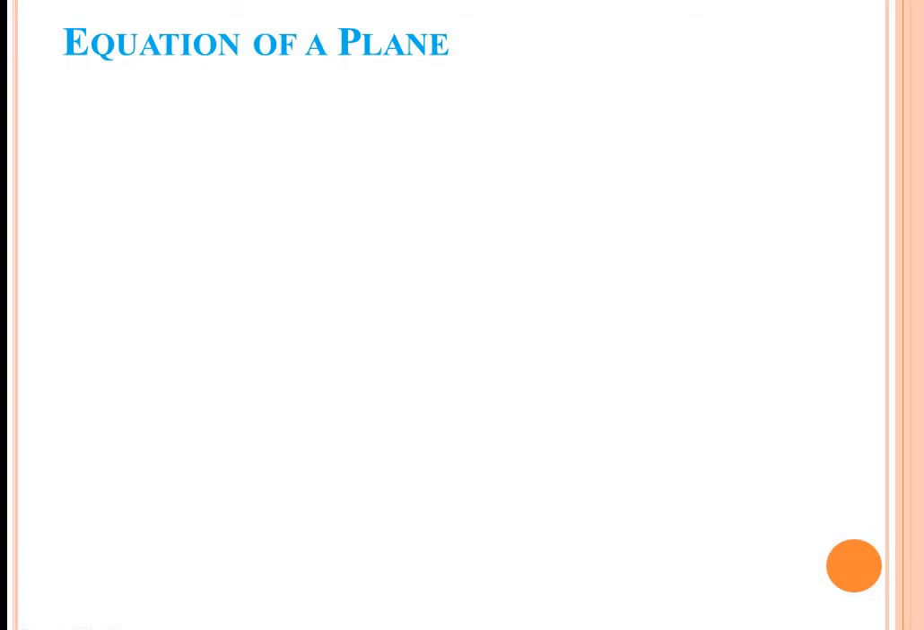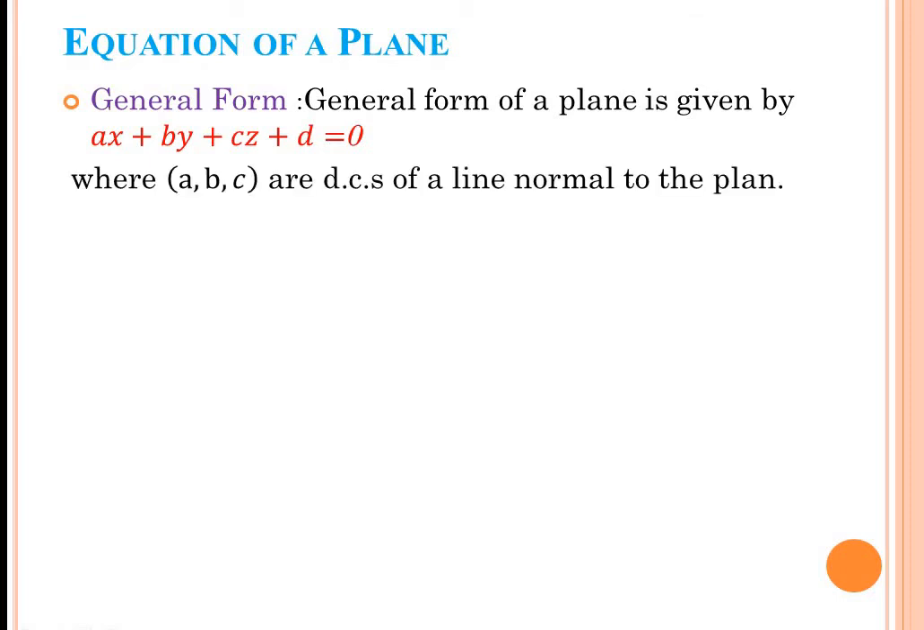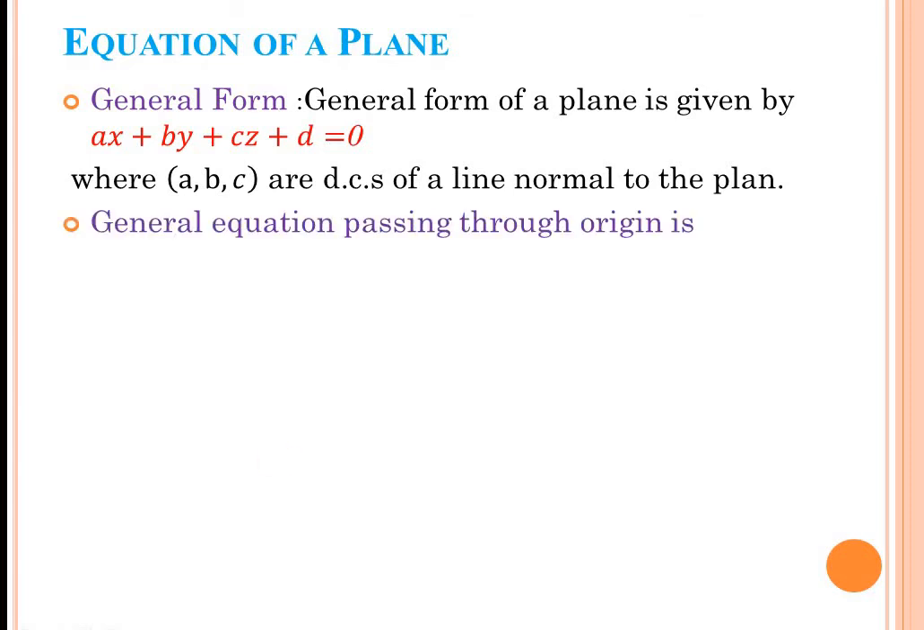Now, this is the equation of a plane. The general form of the equation of a plane is given by ax plus by plus cz plus d equals 0, where a, b, c are direction ratios of the line normal to the plane. So the equation ax plus by plus cz plus d equals 0 is first order in x, y, z. Then the coefficients of x, y and z are a, b, c. These numbers represent the direction ratios of the line normal to the plane, or perpendicular to the plane.